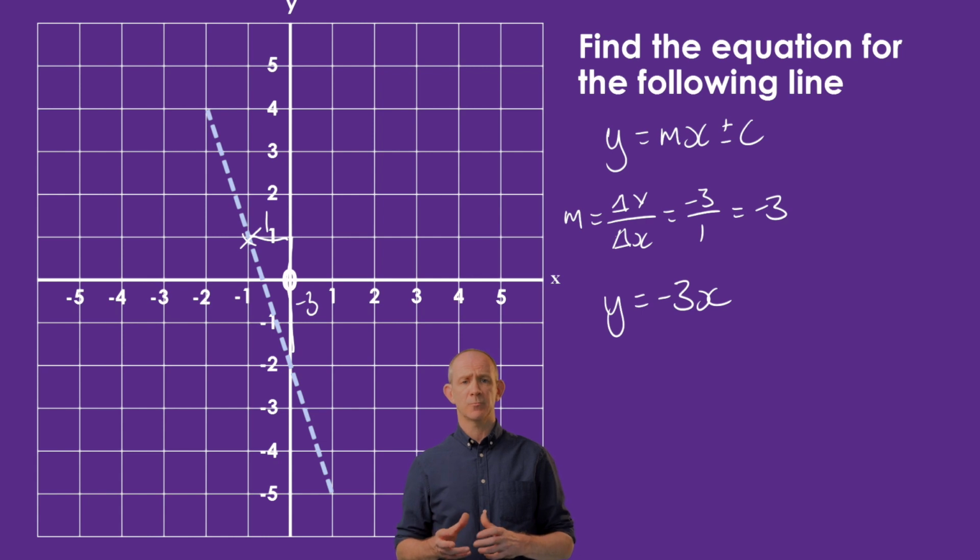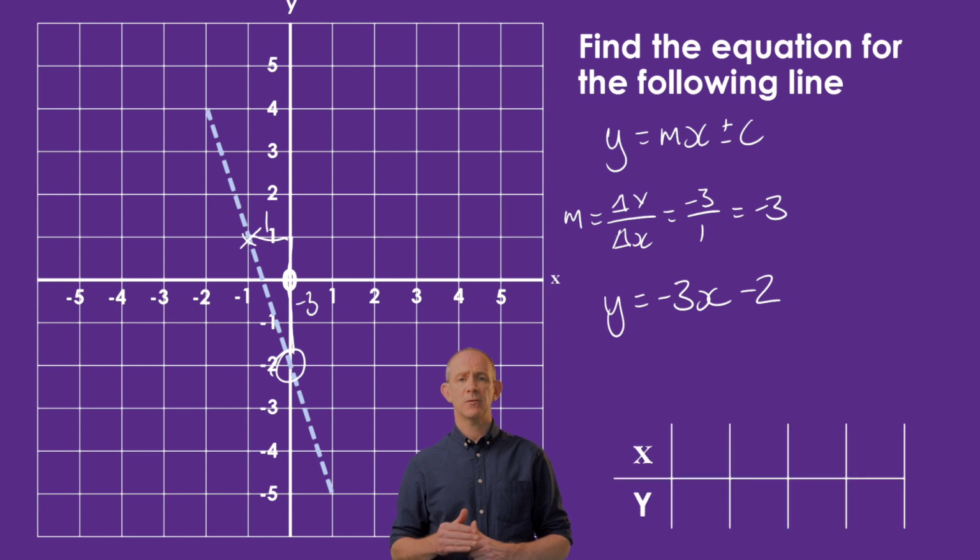Now we just need to be able to spot what the y-intercept is, and we can see that the line crosses the y-axis at minus 2. So we can put that in our equation as well. So now we have y equals negative 3x minus 2.